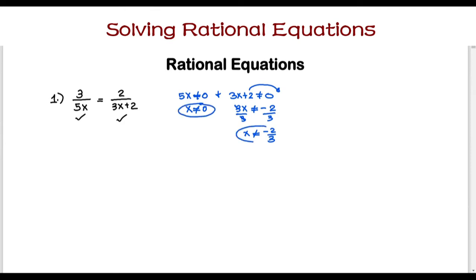So, yan ang mga bawal na values ni x. Bawal siyang mag-zero at bawal siyang mag-negative 2/3, because they will make the denominators 0. Kapag ang nakuha ninyong sagot ay x equals 0 or x equals negative 2/3, bawal yun. Extraneous solution ang tawag doon. Okay, so let's solve this rational equation.